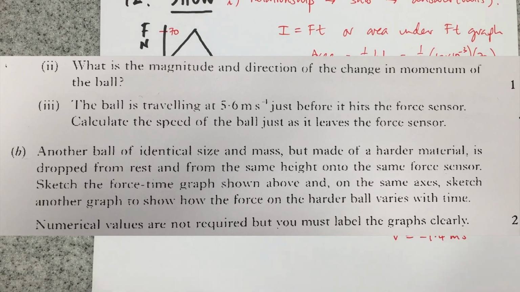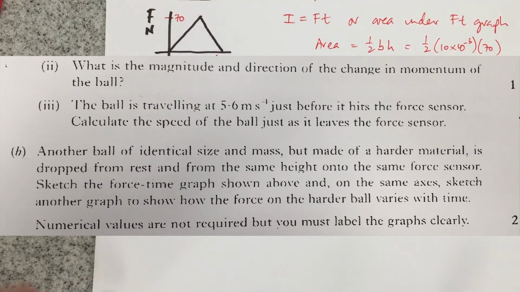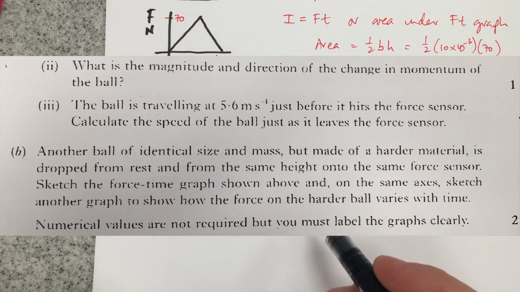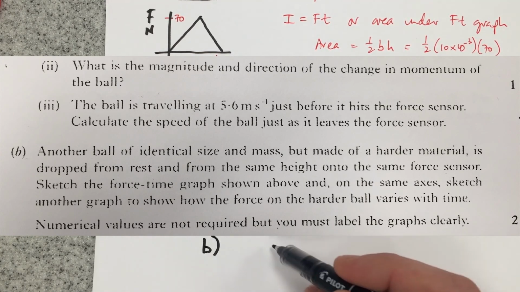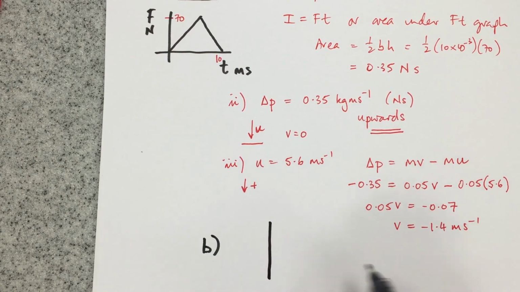Okay, part B asks you to sketch a graph, and it says use the same axis and sketch another graph to show how the force on the harder ball varies with time. Now, a lot of people just sketch the graph and they didn't put any values on, which is a bit silly because there's no comparison to be made if you don't put values on.